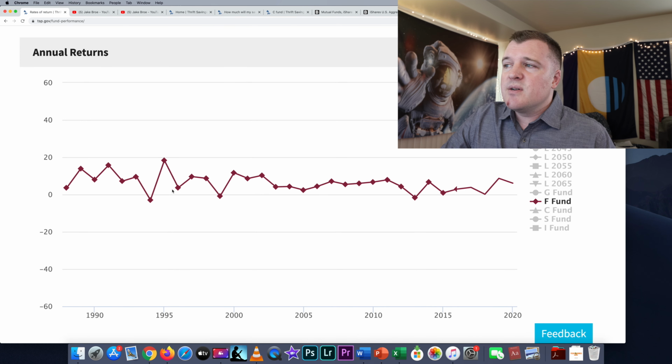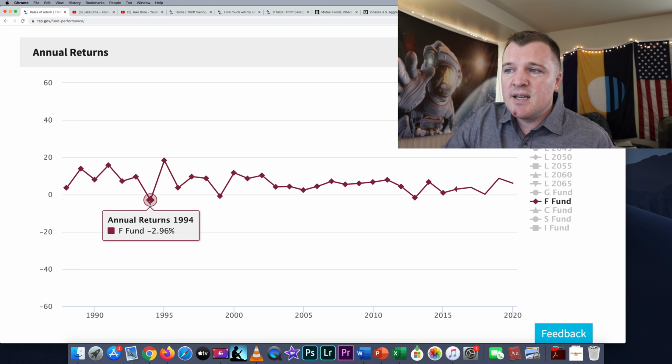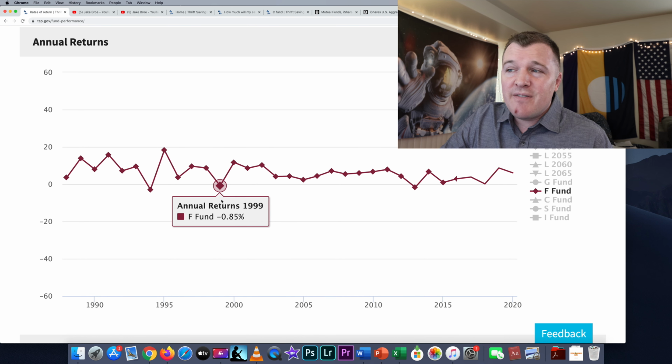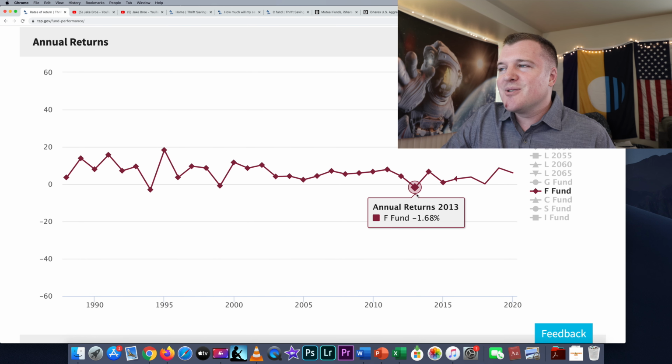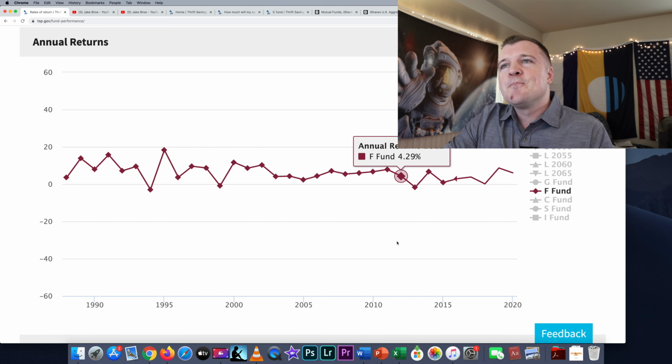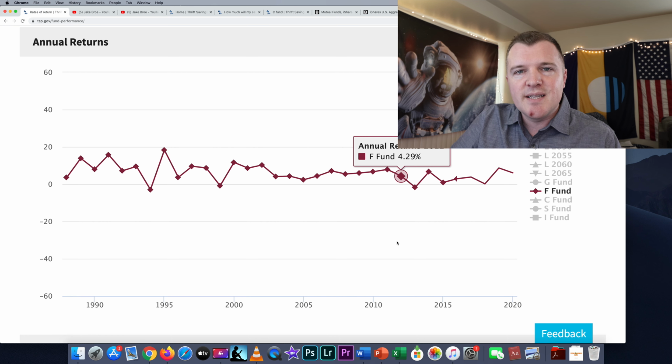Now, yes, there is a small amount of volatility in the F fund. In 1994, it lost almost 3%. In 1999, it lost 0.85%. In 2013, it lost 1.68%. But in a 32-year span, it only went negative 3 times. So if you don't feel comfortable in stocks, US equities, and you want to hold bonds instead, I highly recommend just go to the F fund.